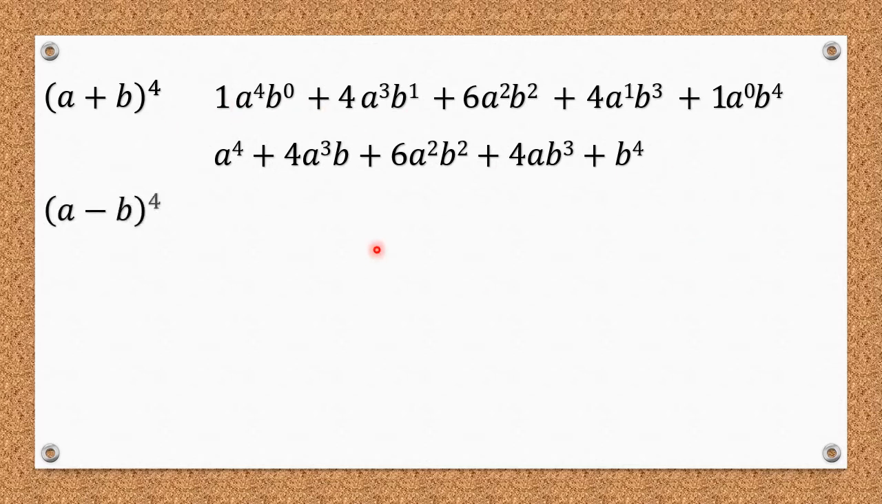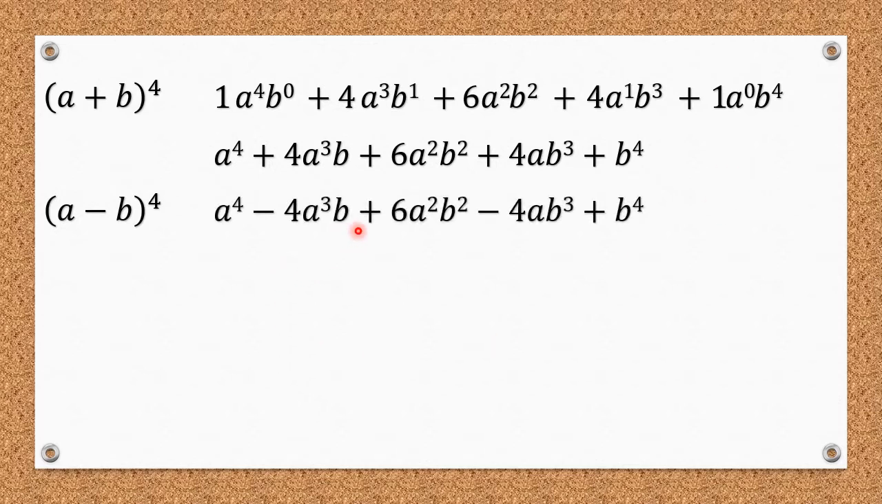So if I take it as a minus b raised to 4, first value will be positive, negative, positive, negative, positive, and you get a raised to 4 minus 4a cube b plus 6a square b square minus 4ab cube plus b raised to 4. Okay guys, a little self-study work. Find this. A plus b raised to 5. What will be the answer? You have to use the same system.